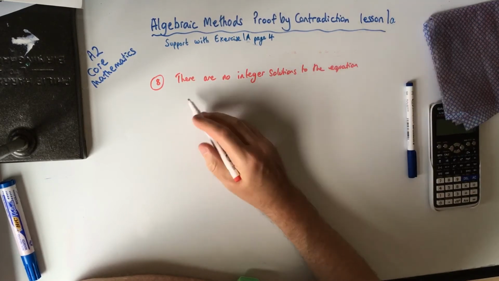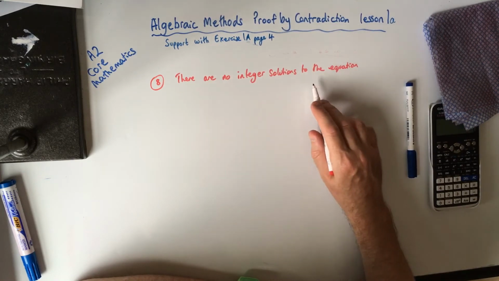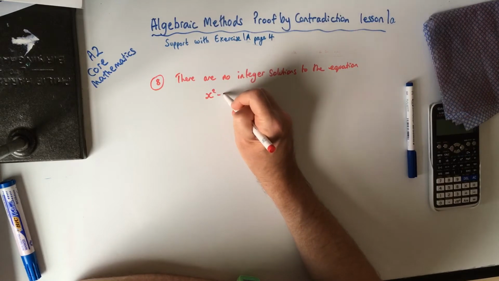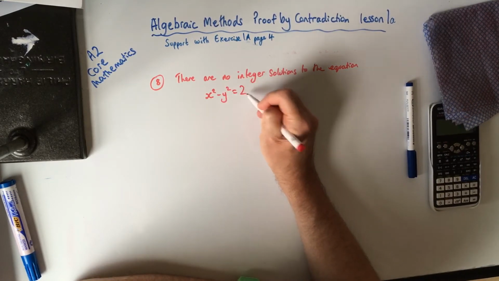So we're going to prove this one. I like this one. This one caught my eye straight away. There are no integer solutions to the equation x squared minus y squared is equal to 2.